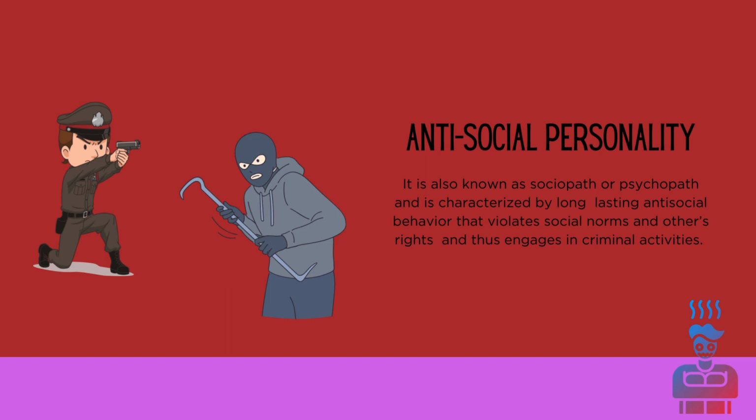So next we have antisocial. It is also known as sociopath or psychopath and is characterized by long-lasting antisocial behavior that violates social norms and others' rights and thus engages in criminal activities. This personality cannot be used to diagnose children and must only be used for those 18 years old and above because it needs certain development and milestones to meet the criteria.